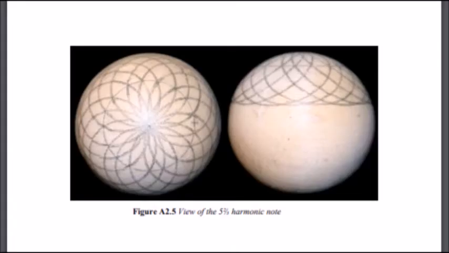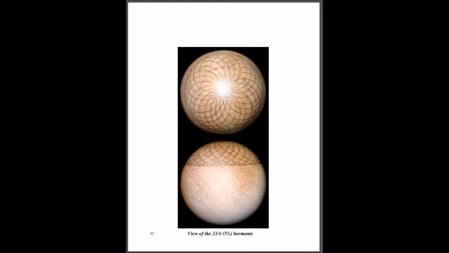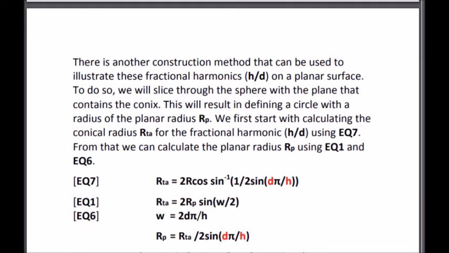This is a 17/3 harmonic located between the 5th and 6th harmonic. And finally, we have a 23/4 harmonic also located between the 5th and 6th harmonic. There is another construction method that can be used to illustrate these fractional harmonics on a planar surface.